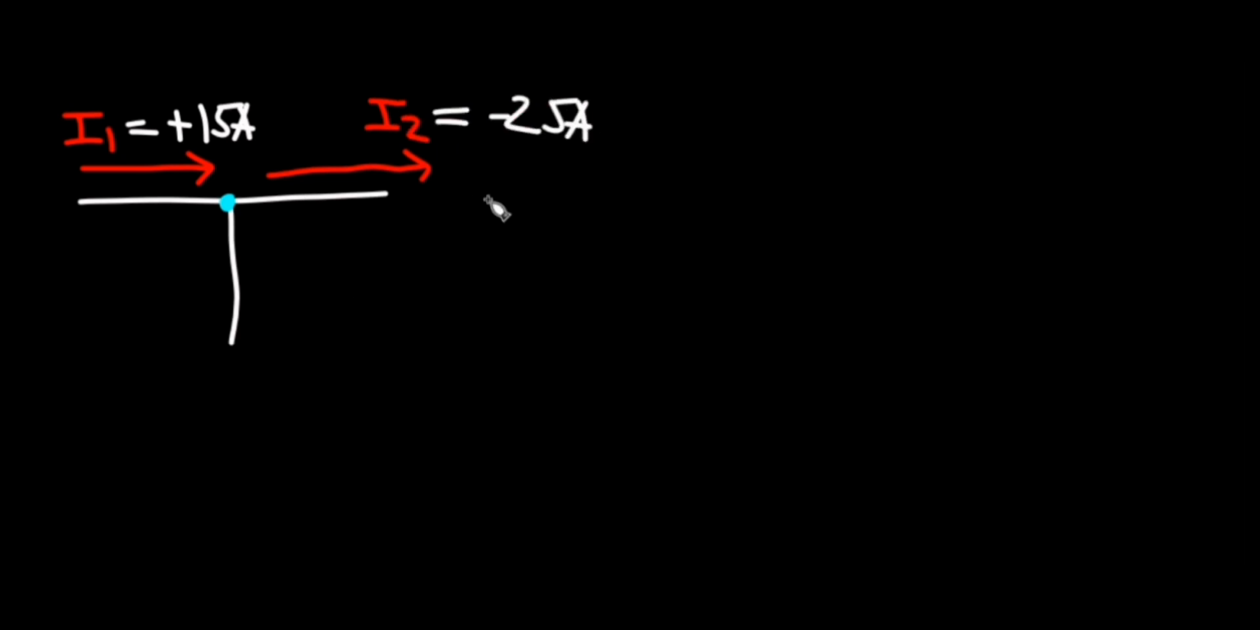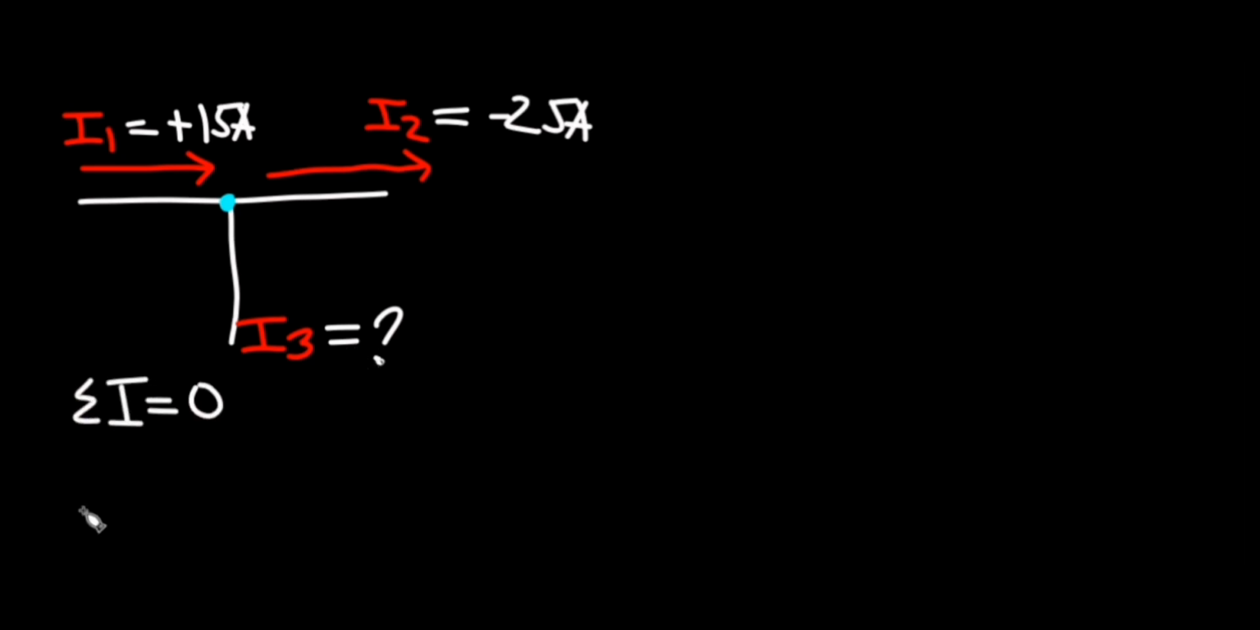Let's have another basic example. Here, we have I1 entering the junction, so it will have a positive sign and the value is again 15 amperes. Then we have I2 leaving the junction, and it will be a negative sign, the value is 25 amperes. And the other current here is called I3. So what will be the value and direction of this current?